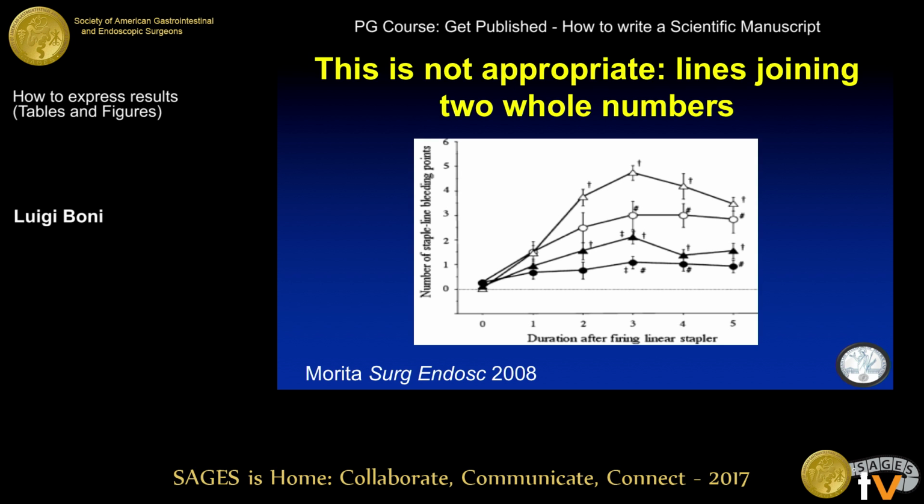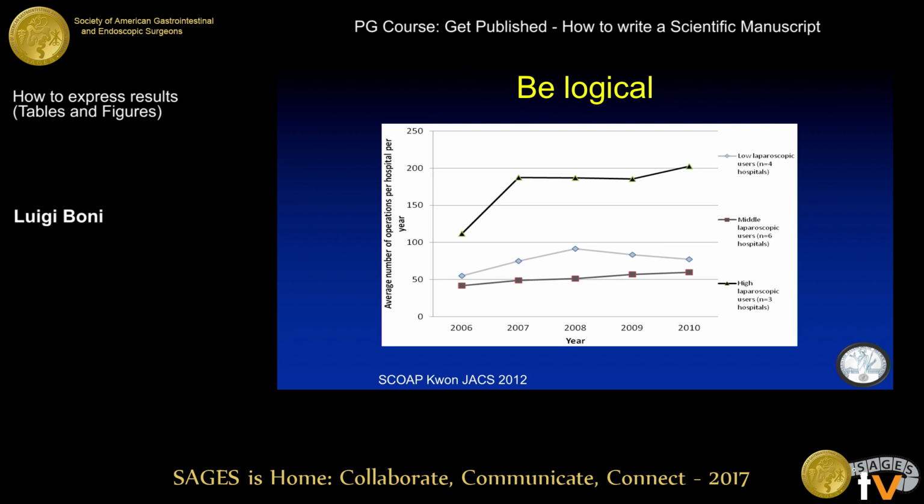You should join the line if you have the possibility of having an intermediate value, but if you have two whole numbers, as here, that is linear stapler, okay, they have no meaning because you cannot have half. You cannot really have half a stapler line to be used. You can say 1, 2, or 3. So there is no point in line joining, or it can be in these cases, that is a different study, but you need to be consistent.